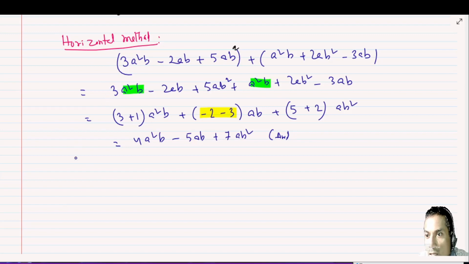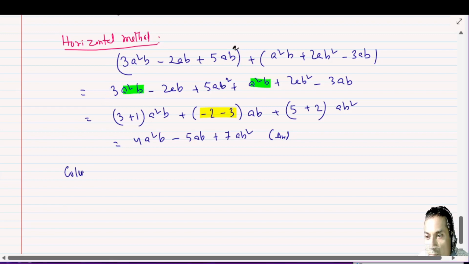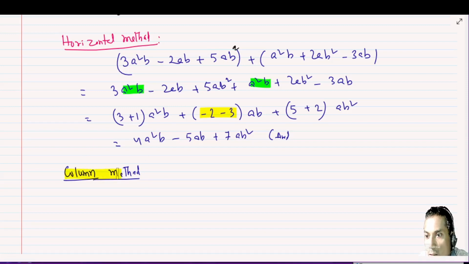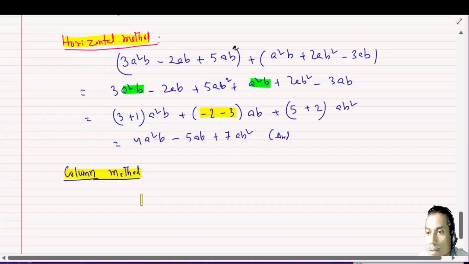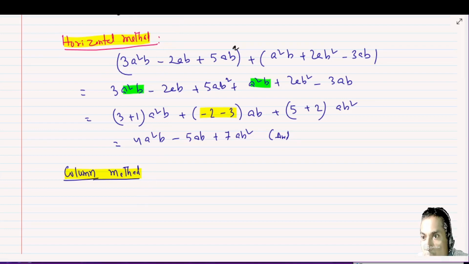Now we learn the column method. Here we learned the horizontal method. The column method is that you write the expressions, it may be 2, 3, 4, 5 expressions, correct? Here only 2 expressions are given, but the same method can be applied for 2, 3, 4, 5. There is no limit, you can add all, no problem. How can you do that?